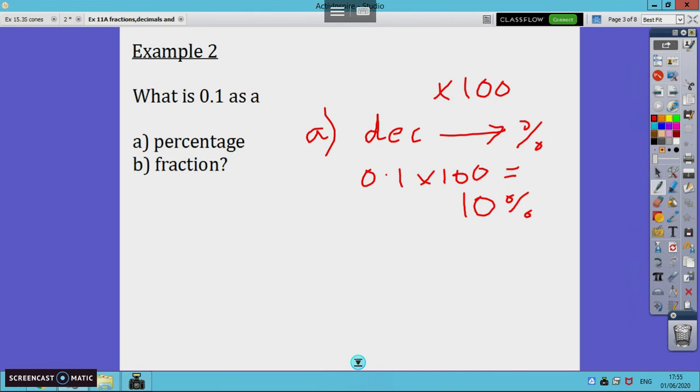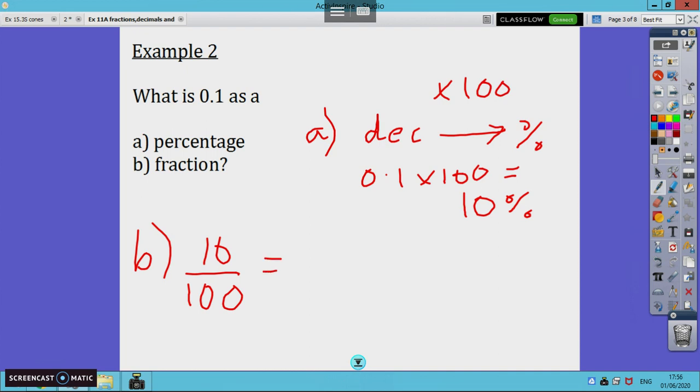What's 0.1 as a fraction then? So if we know it's 10% as a percentage, remember 10% means 10 per 100. So 10 per 100.